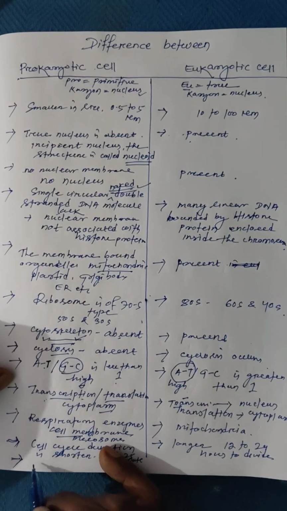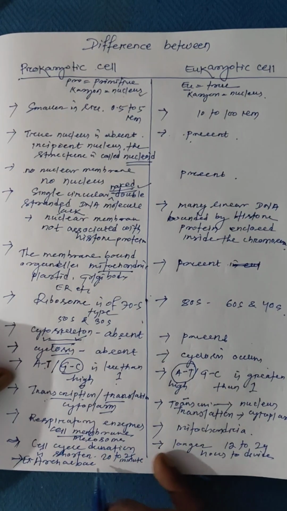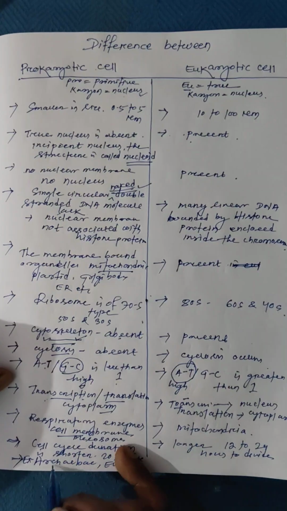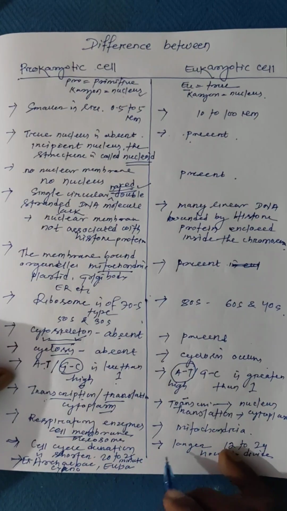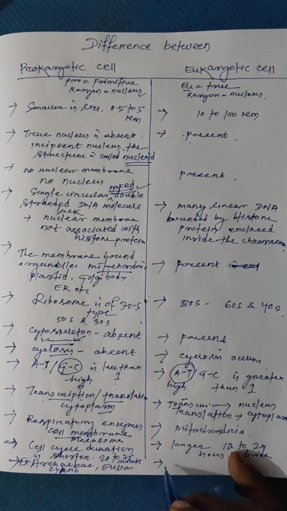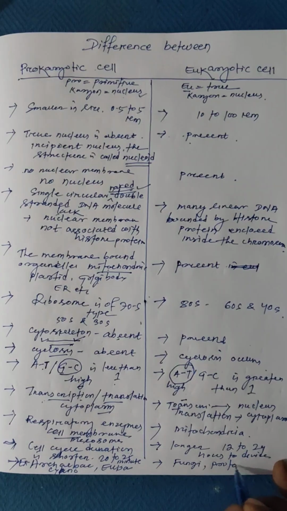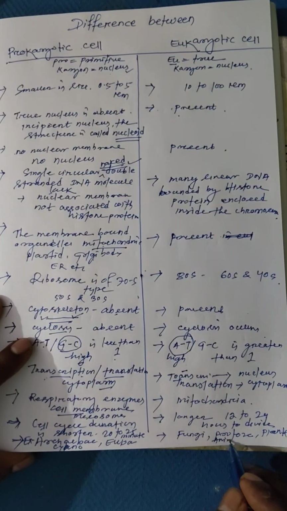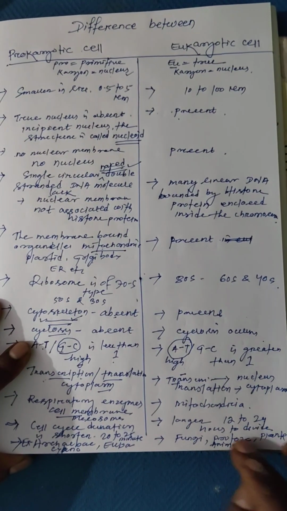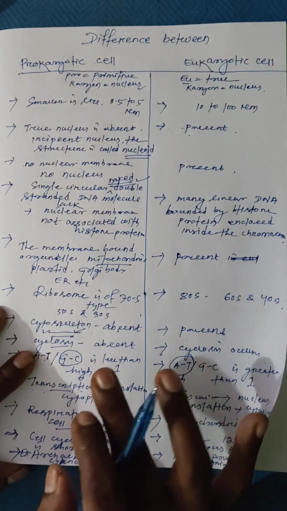And at last I give some examples of prokaryotic cell. We know bacteria, archaebacteria, eubacteria, cyanobacteria, that is blue-green algae. These are prokaryotic cells, and examples of eukaryotes are higher plants, animals, protozoa, fungi. These organisms have a eukaryotic cell. So this is the difference between the prokaryotic and eukaryotic cell.